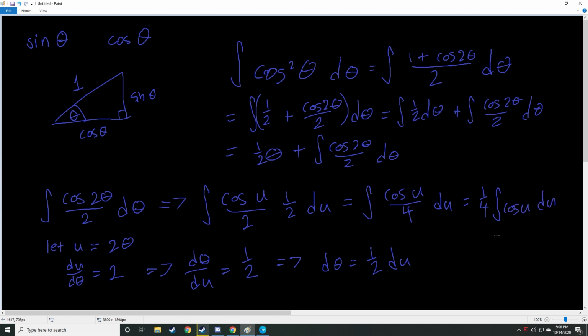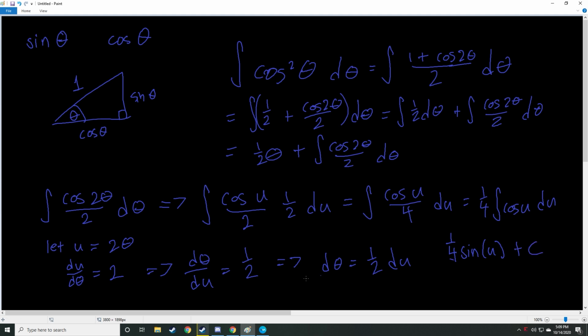Well, what's the integral of cosine? Let's think about this. The derivative of sine is cosine, and the derivative of cosine is negative sine. So the integral of cosine should be positive sine. So we're going to get 1/4 sine of u plus c.